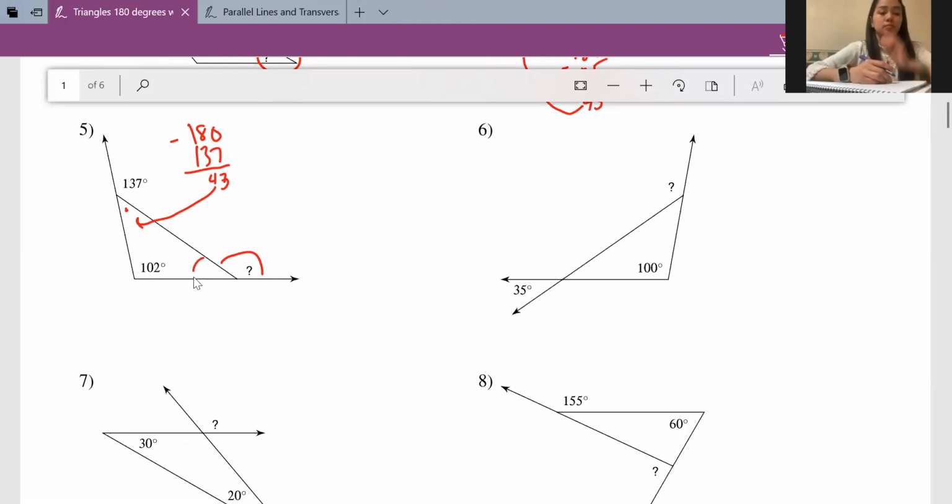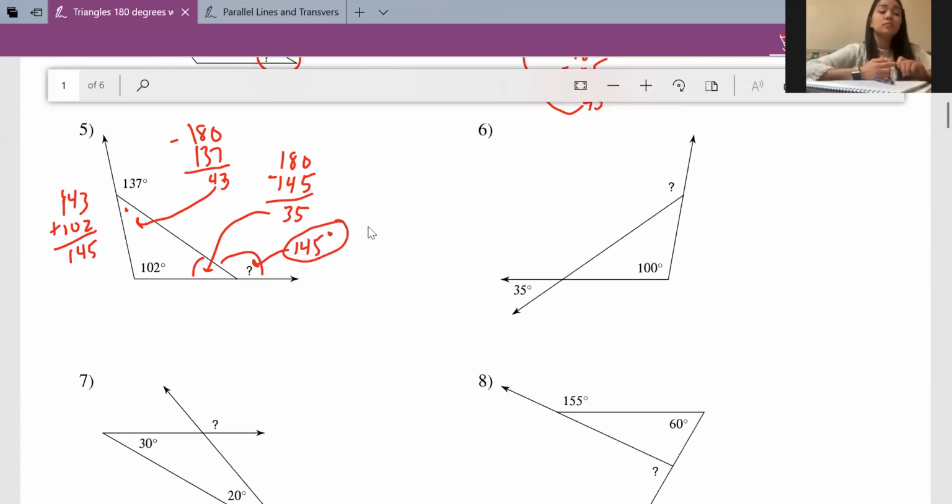So then if I wanted to find out what this angle is to eventually work my way out, I would take 43 plus 102, and I would get 145. And then to solve for this angle, I would take 180 minus 145 and get 35. And so 35 is the angle right here. But that's not the one I want. I want this exterior angle. So now I have to take 180 minus 35, and then I get this angle again, which is going to be my 145. So 145 is your actual answer that you want.